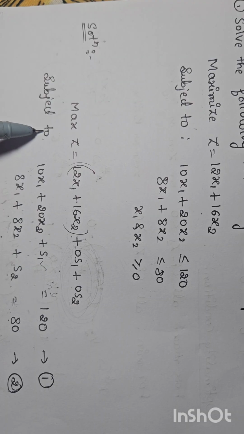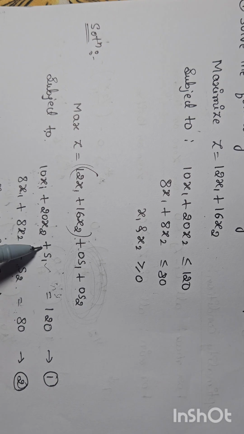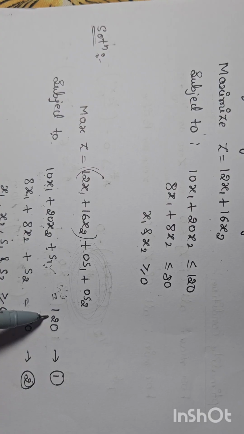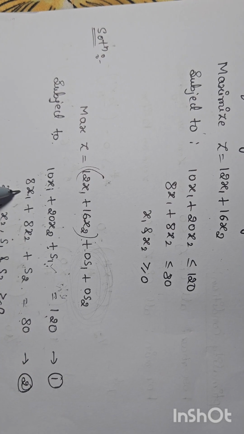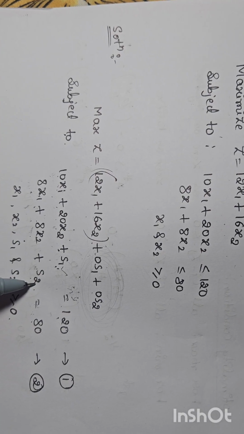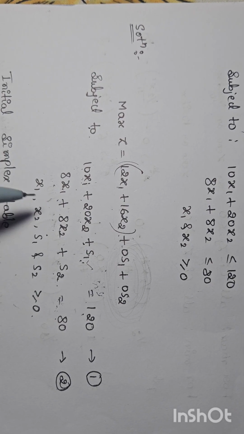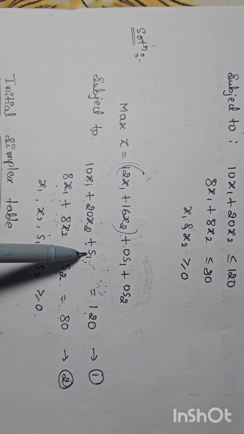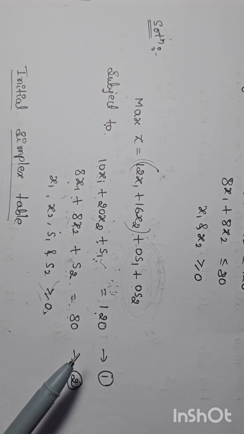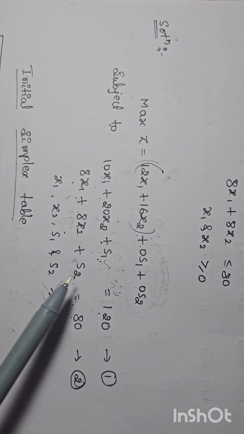So subject to two constraints. One is 10x1 plus 20x2 plus s1, where s1 means a slack variable, which is equal to the solution 120. The second constraint is 8x1 plus 8x2 plus the second slack variable, which is equal to the solution 80. So how many variables are there here? x1, x2, and the slack variables s1 and s2, which should be greater than or equal to 0. For each constraint you need to add one slack variable in order to balance the constraint.